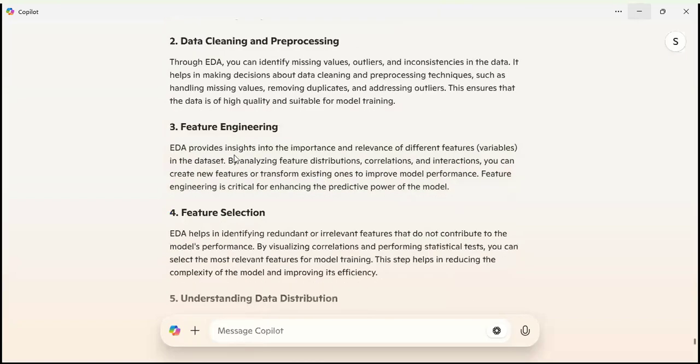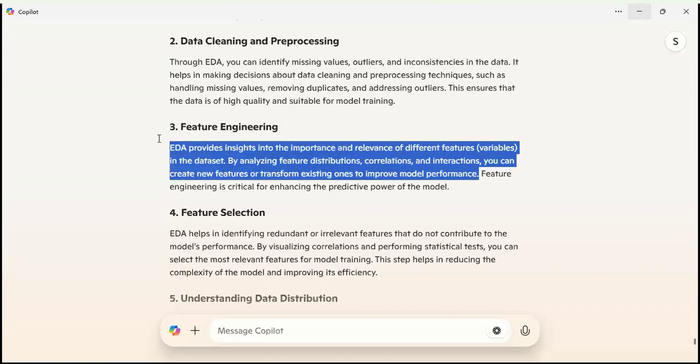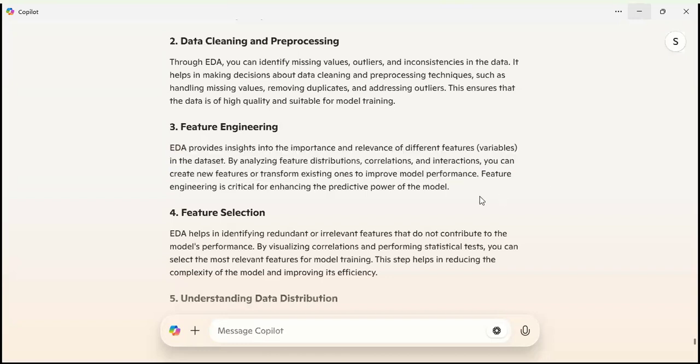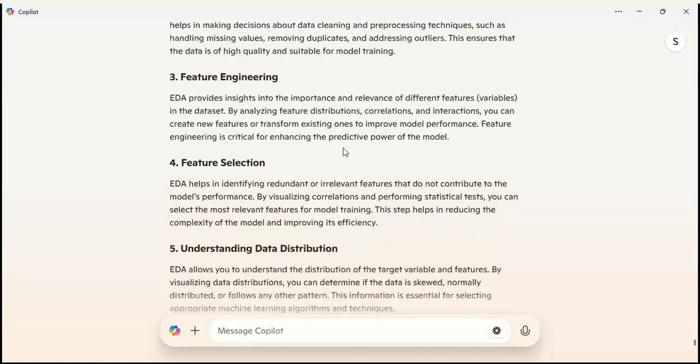Then feature engineering. EDA provides insights into the importance and relevance of different features in data sets. By analyzing feature distributions, correlations, and interactions, you can create new features or transform existing ones to improve model performance. It means everywhere EDA is involved, related to data, till the model is finalized. It is a parallel activity, right? So feature engineering is critical for enhancing the predictive power of the model.